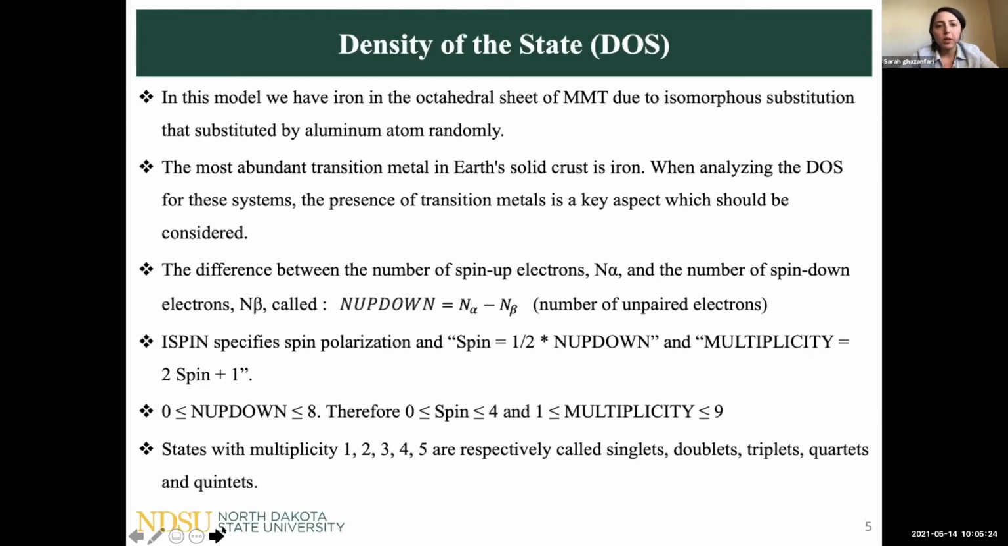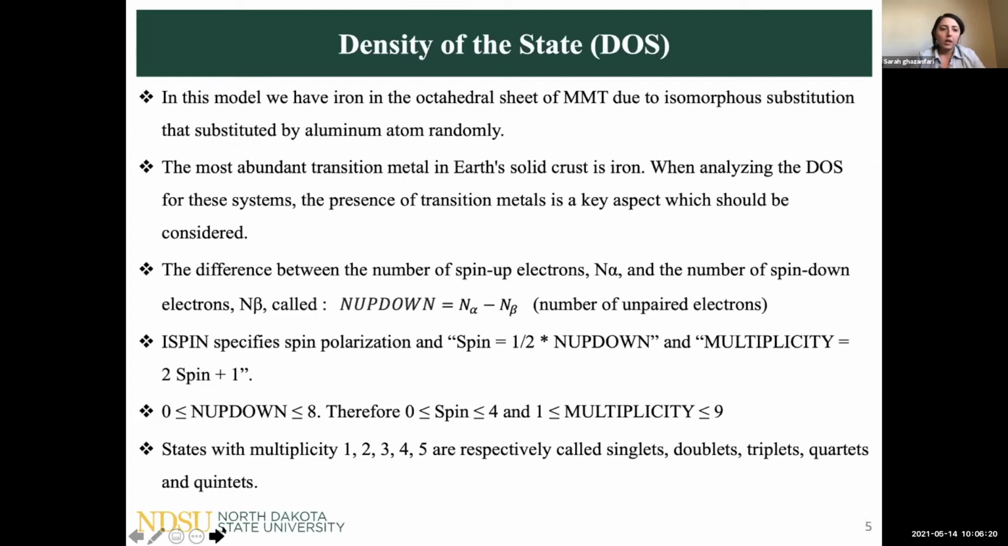In this model, we have the iron in the octahedral sheet of the Montmorillonite, because of the isomorphous substitution of iron by aluminium. It's important to consider that iron is one of the most important transition metals, and when we want to analyze the density of states for the systems, the presence of transition metals is very important to consider. The difference between the number of spin up electrons and spin down electrons we call the number of unpaired electrons, or n up down, and the spin specifies the spin polarization. Spin is equal to half of the number of unpaired electrons, and the multiplicity is the number of unpaired electrons plus 1.